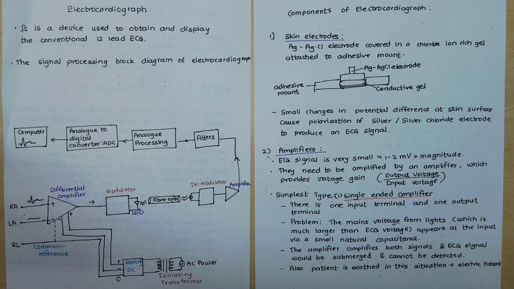Then amplifiers. ECG signal is very small, about 1 to 2 millivolt in magnitude. They need to be amplified by an amplifier which provides voltage gain, which is output voltage divided by input voltage. The simplest type of amplifier is the single-ended amplifier. There is one input terminal and one output terminal.